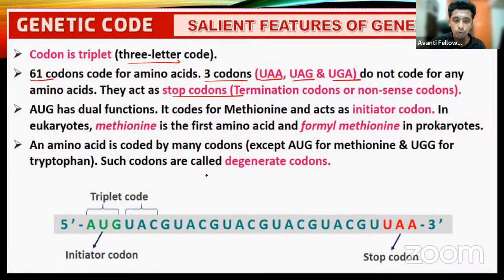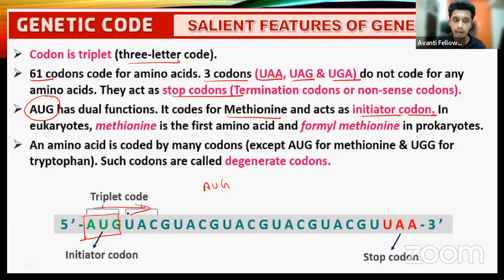When it comes to the AUG codon, it has 2 functions. The first function is that it codes for an amino acid called methionine, and it also acts as an initiator codon. What is an initiator codon? Only when there is AUG as the first codon can the translation process take place. That means protein synthesis can take place.